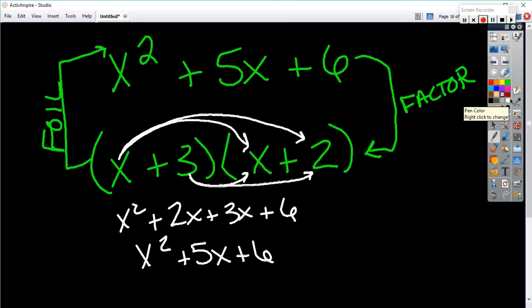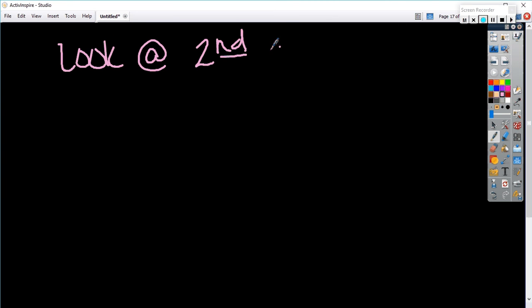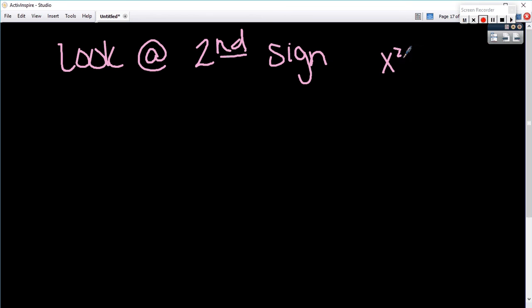Before we factor, you have to understand some things about signs. I'm going to write a chart over here. When you factor, you always look at the second sign. Whenever I'm talking about the second sign, if I look at that same example, x squared plus 5x plus 6, this is the second sign.